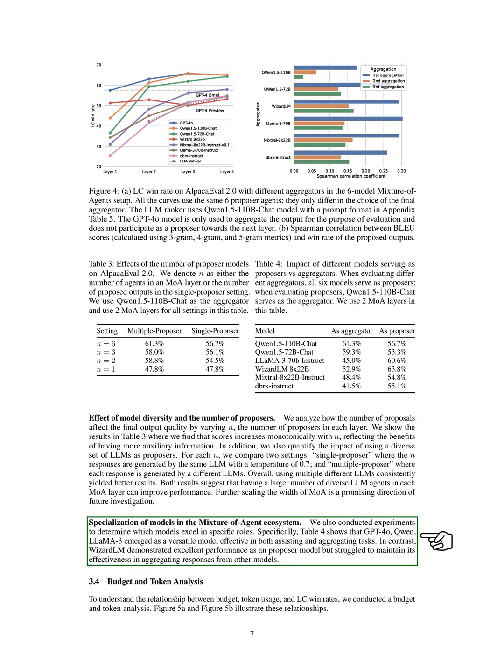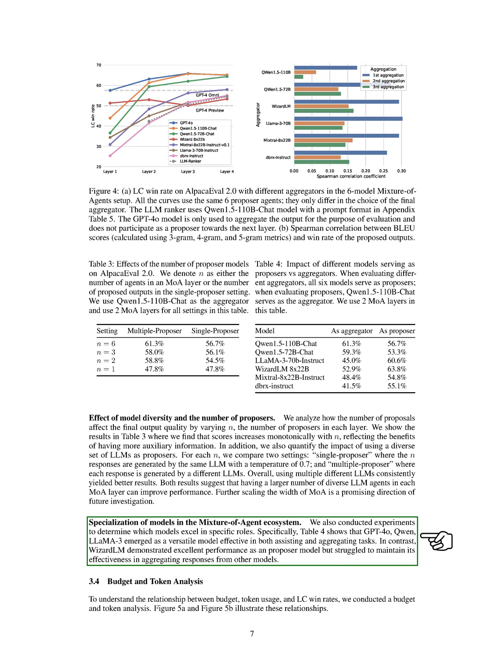Exploring the specialization of models in the mixture of agents ecosystem, we identify models like GPT-4o, Qwen, and Llama 3 as versatile in both assisting and aggregating tasks. However, models like WizardLM excel as proposers but struggle in aggregating responses from other models.